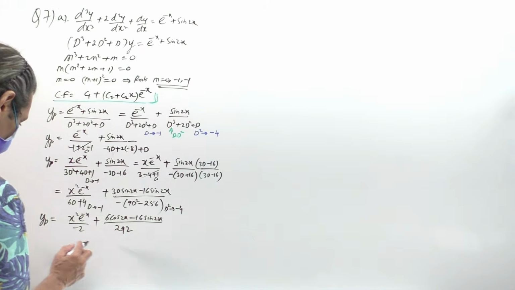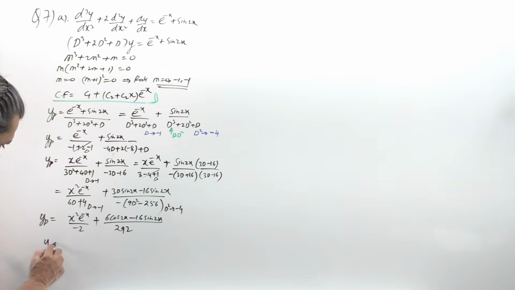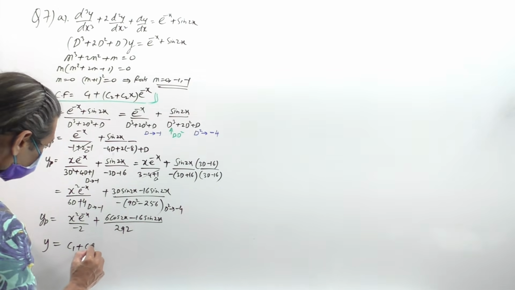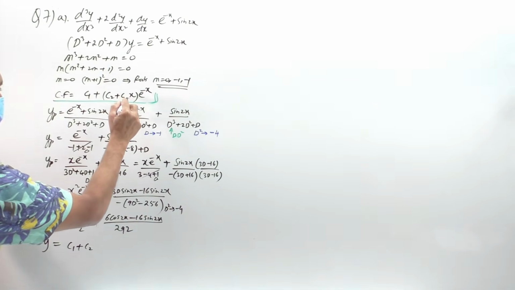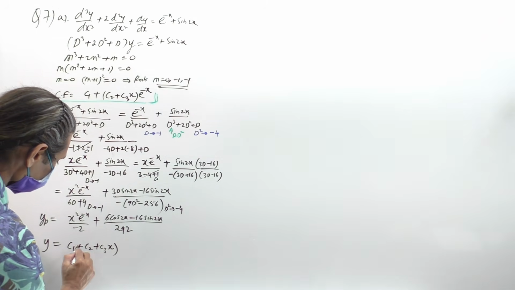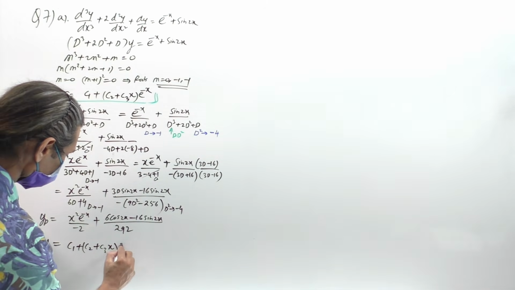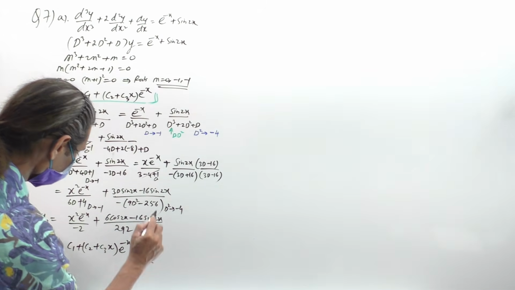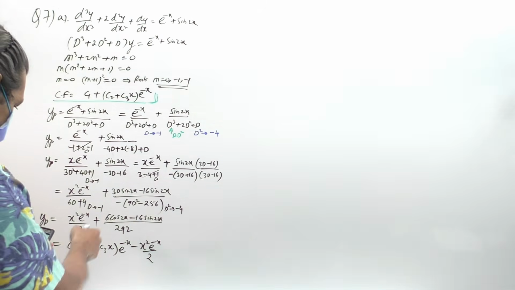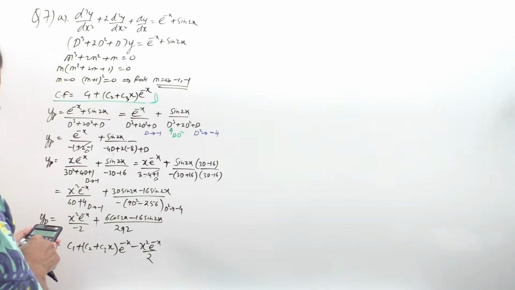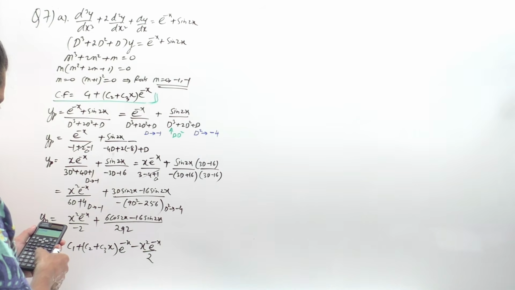Okay, therefore solution is y is equal to CF plus PI. What's CF now? CF is c1 plus c2 x plus c3 x square... this into e raised to minus x by 2, and let's check how much it is. 6 cos 6 divided by 292. Let's simplify it.